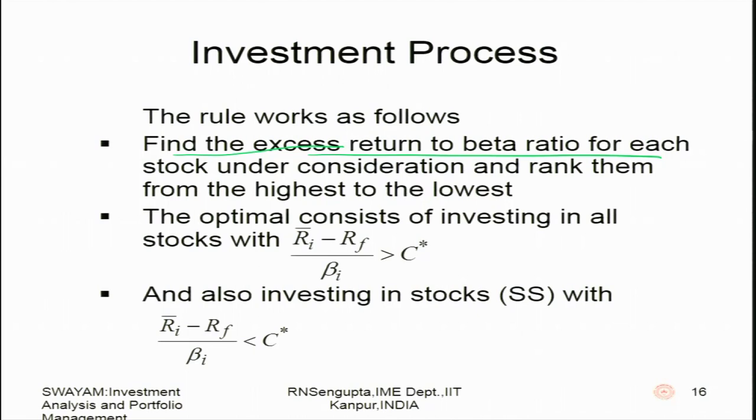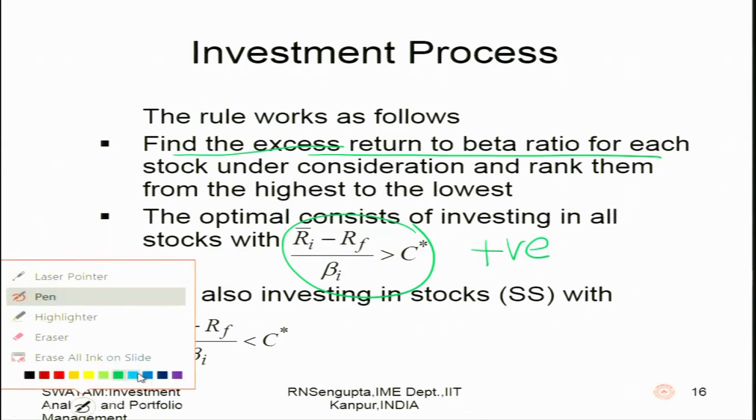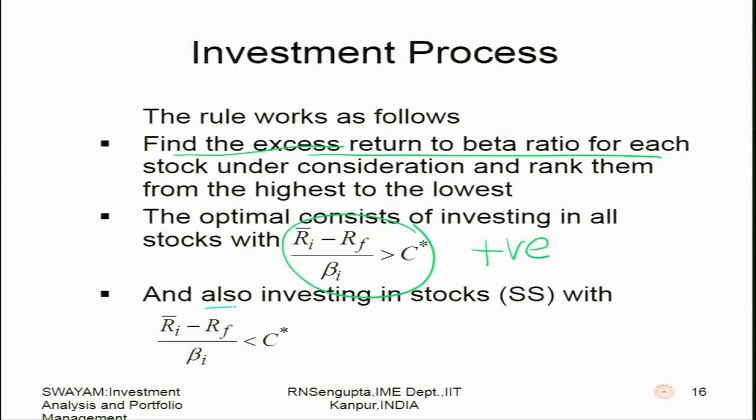So now the optimal idea again remains the same: excess return by beta greater than C star. If it is true, then you add them in the positive sense, and if I find out it is not true in the short selling sense, if it is negative, they will be considered in the negative sense. That means you will be borrowing some money and investing in the stocks.